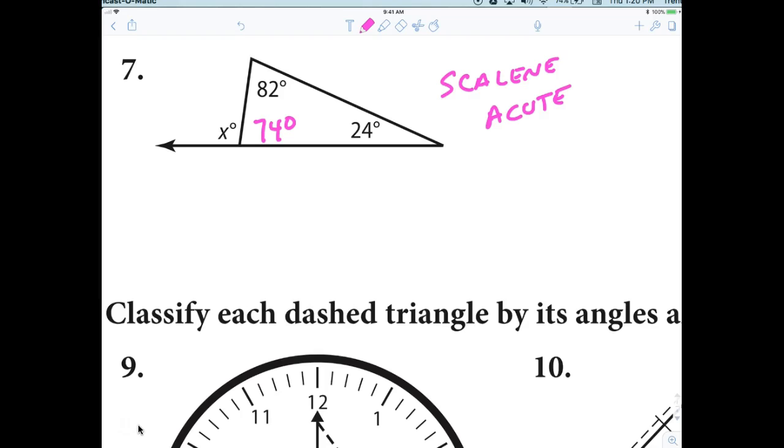All right, so what is x now? Can you tell me? So maybe 180 minus 74. Very good, buddy. That is exactly correct, 106 degrees. Do you understand why that's 106? We had to use the rules from yesterday. Those are supplementary.